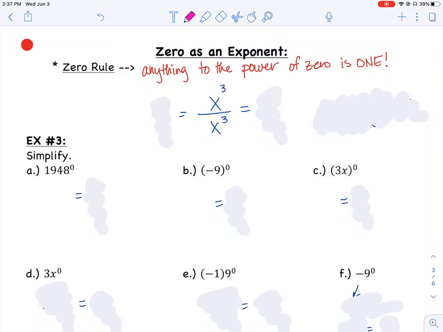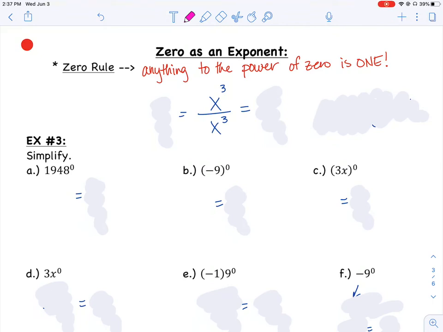All right, here's our next video in section 4.1. We're going to cover example number 3 and 4 in this video. We started talking about exponents in the past, where we've talked about adding and subtracting, where we've talked about multiplying, raising to a power, and dividing, and what we do with the exponents when we're doing those different operations.